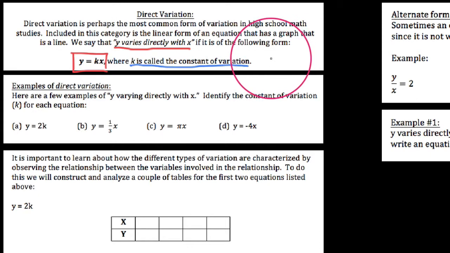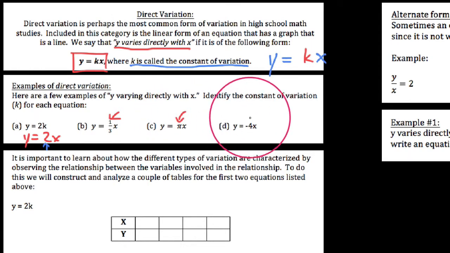And so anything that's directly varying, there's just some value in front of x, and it modifies the relationship that these two things have with one another. These would be some examples of y varying directly with x. We identify the constant of variation as being the coefficient of x, which is our k value. This should say y equals 2x here, so our k value would be 2. 2 would be our constant of variation. We say that y varies directly with x. Here we have y varying directly with x, but our k value is a third, so that changes their relationship.